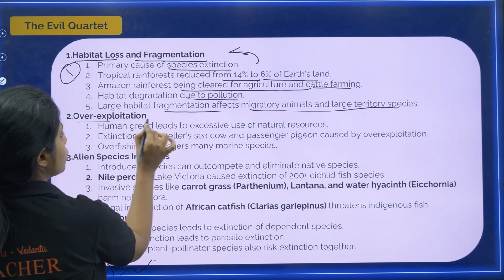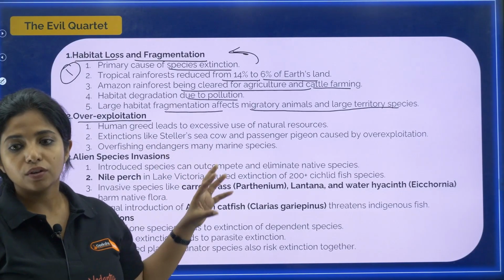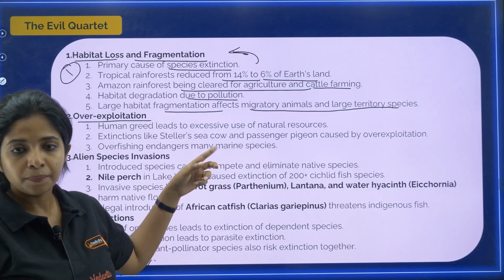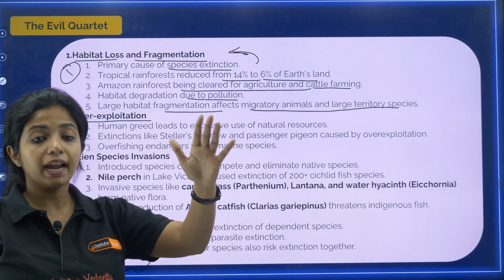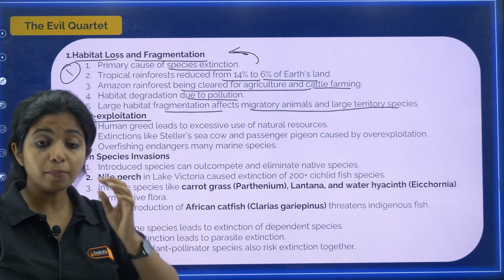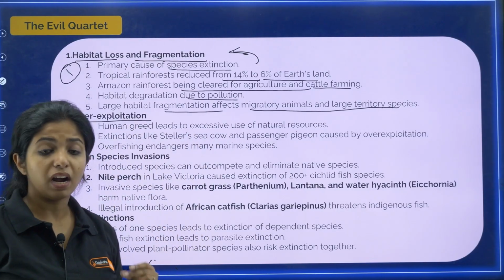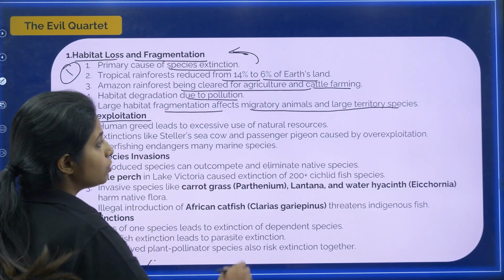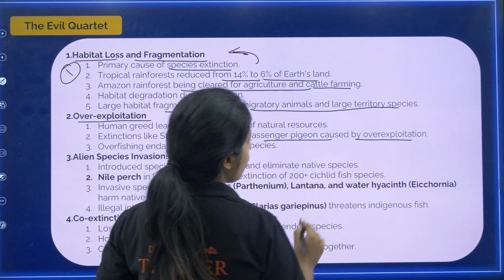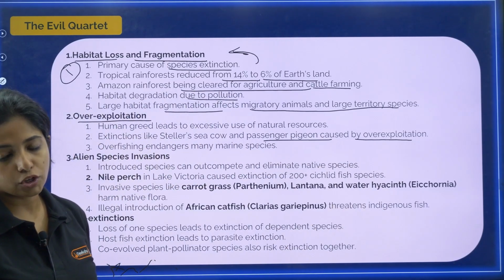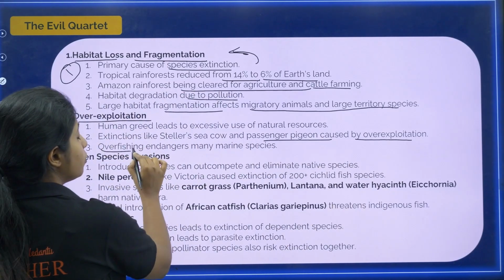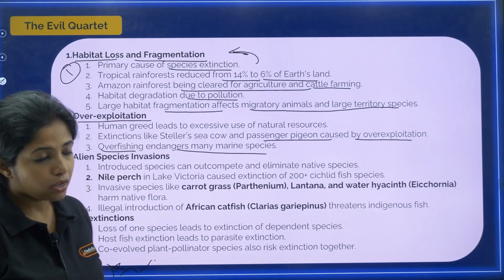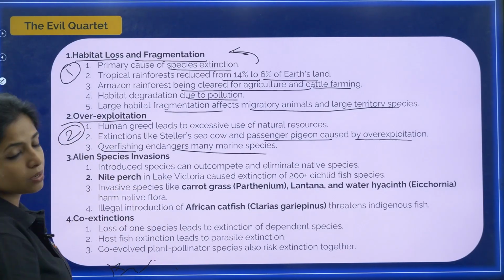Second is overexploitation. So, human greed leads to excessive use of natural resources. For example, I spoke about the Steller sea cow, which is from Russia, right? People went ahead and harmed it really badly. Okay, they hunted the Steller sea cow so much that it became extinct at one point, and also the passenger pigeons were all extinct because of what? Overexploitation, my dear children. And even overfishing, it also endangers many marine species. So we would not be doing that. So overexploitation is also one big reason for what?